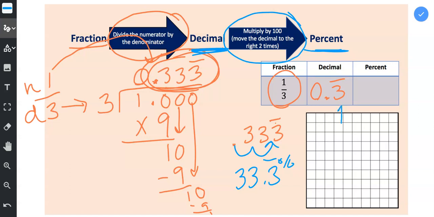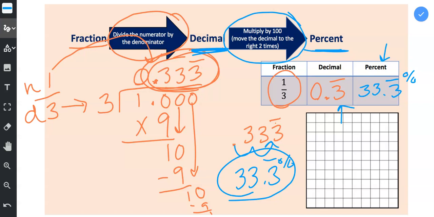This number is just going to be 0.33333333. It will never end. So that goes the same for the percentage. It will never end. And we didn't say that we were going to round here. That's why I need to leave the line over it. I'm not rounding. I'm leaving it 33.33333 forever percent.